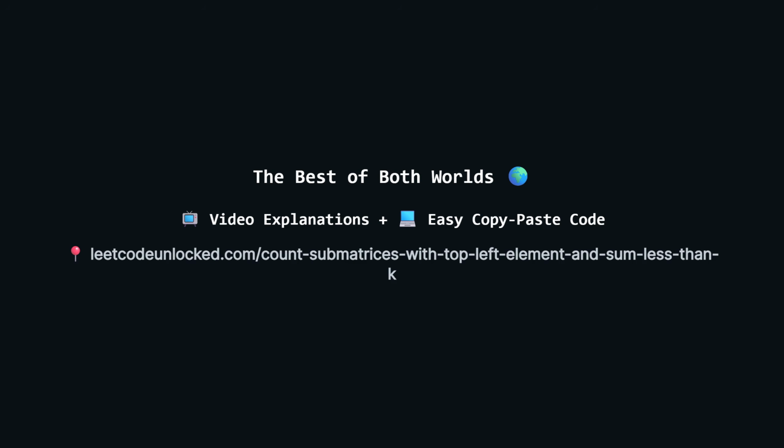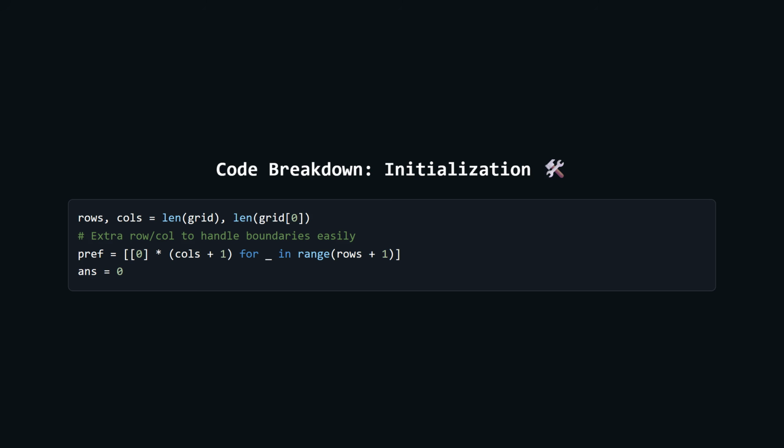Now let's break that code down into bite-sized pieces. First, we grab the size of our grid. We create our pref table with one extra row and one extra column of zeros. This is a common trick. It lets us look at the previous row or column without worrying about crashing if we're at the very edge of the grid. It keeps the math much cleaner.